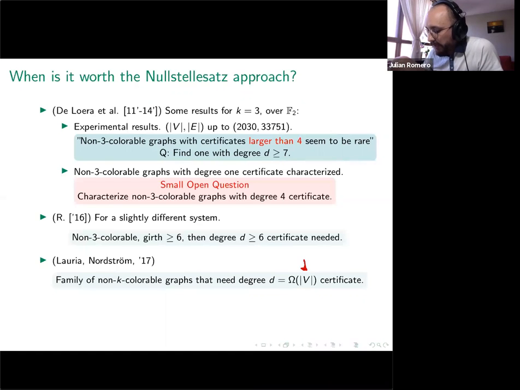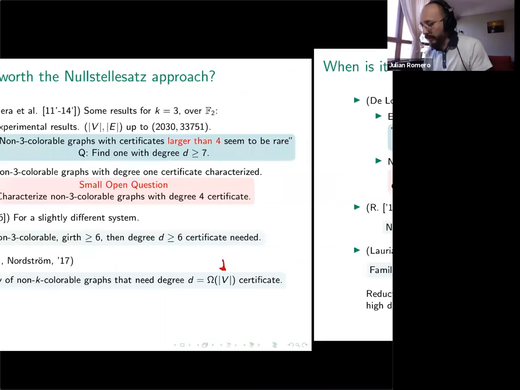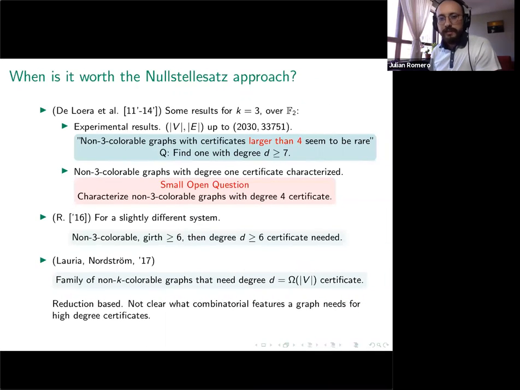But the issue is that they don't use any combinatorial properties of the graph themselves. They do a reduction-based, CS type of result: you have this system and you reduce it to another well-known system, the pigeonhole principle. Then they transfer the known lower bounds for the pigeonhole principle to graph coloring using gadgets and all this stuff.